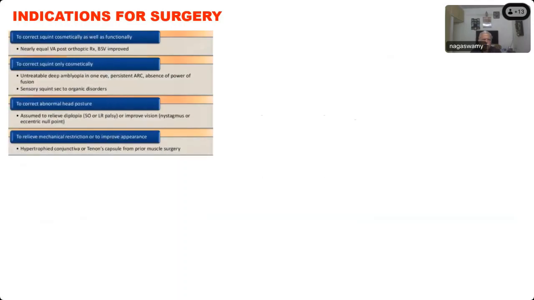The indications for surgery for a squint: mostly this must be functional. You must give a uniocular vision, not a binocular vision, and so it should have the single vision with both the eyes, and correct the cosmetic. It may look ugly, so you have to correct that cosmetic appearance also. And some children will change their head posture to adapt to get a uniocular vision. So their head will be constantly in a flexed or an extended position, and so that also has to be corrected.